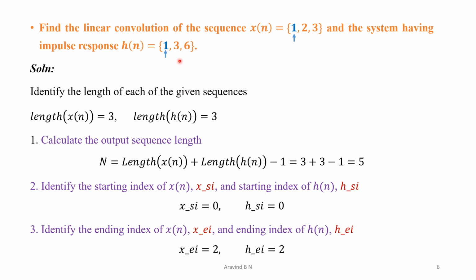The case of h of n is also similar, because here also 3 elements, here also 3 elements. The origin in both of these two remains in the same location. Therefore, with respect to h of n also, the ending index remains as 2. Therefore, h underscore ei is equal to 2.